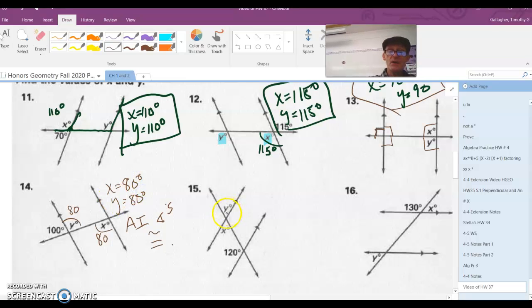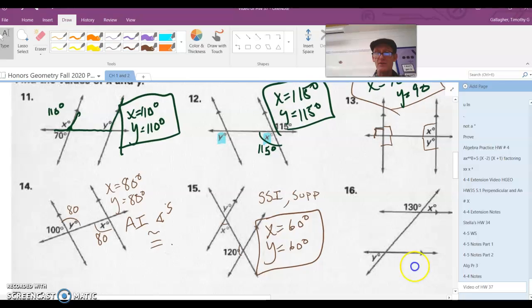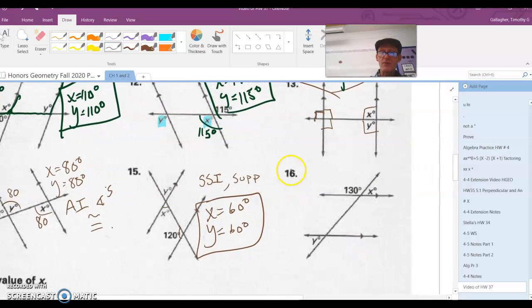Number 15, you can see that x and y are equal, but x and 120 are same side interior, and they are supplementary. So that would make x equal 60 degrees and y equal 60 degrees because 60 degrees is the supplement of 120. Okay, good, awesome. Now you can see in problem 16 that x is the supplement of 130, so x is 50 degrees.